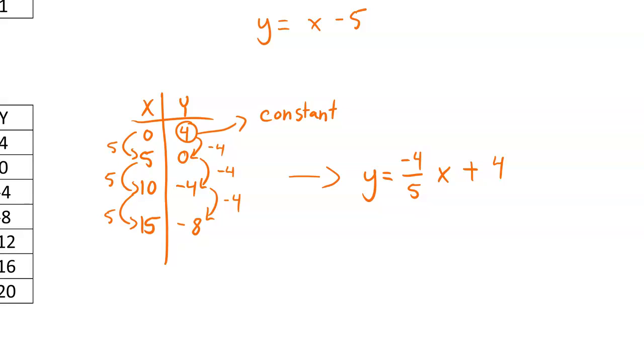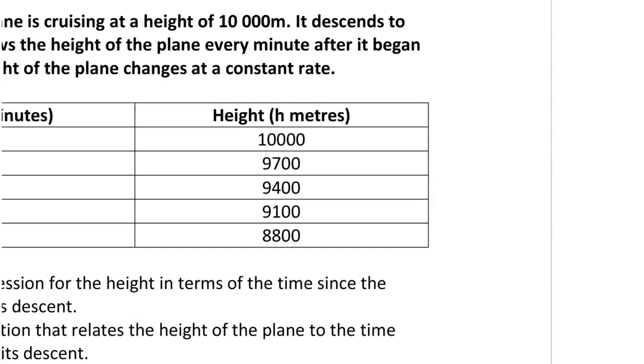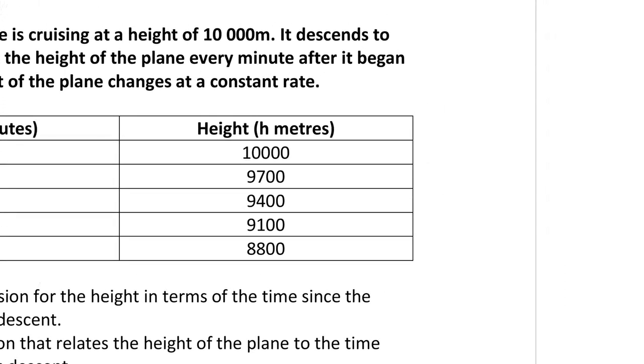In example 4, it says an airplane is cruising at a height of 10,000 meters. It descends to land. This table shows the height of the plane every minute after it began its descent. The height of the plane changes at a constant rate. So our rate of change is going to be constant all the way through this. So that's just an added piece to make sure we know that this is going to be a constant rate of change.